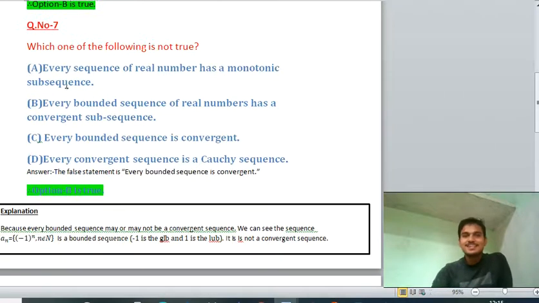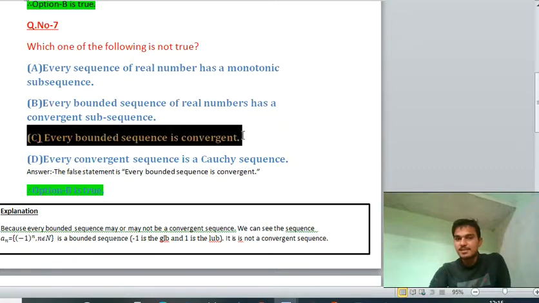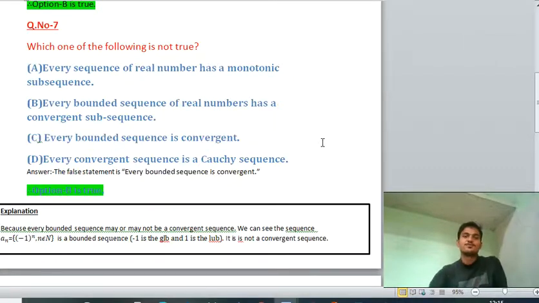You will see, every sequence of real numbers has a monotonic subsequence. Yes, this is true. You have to find which one is not true. The second is, every bounded sequence of real numbers has a convergent subsequence. This is also true. And every bounded sequence is convergent. This statement is not true. And every convergent sequence is a Cauchy sequence. So this is also true.